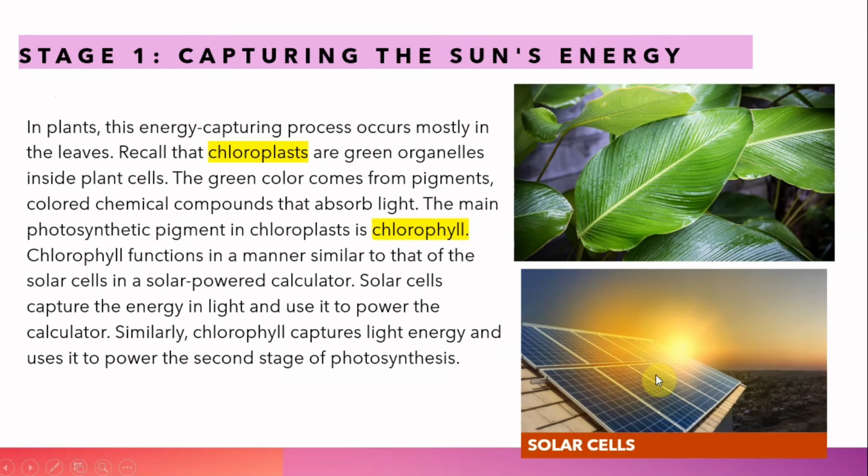Stage 1. Capturing the sun's energy. In plants, this energy capturing process occurs mostly in the leaves. Recall that chloroplasts are green organelles inside plant cells. The green color comes from pigments, colored chemical compounds that absorb light. The main photosynthetic pigment in chloroplasts is chlorophyll.